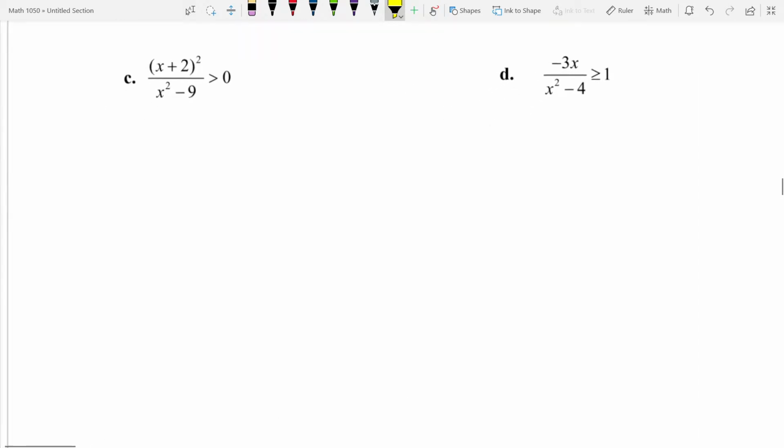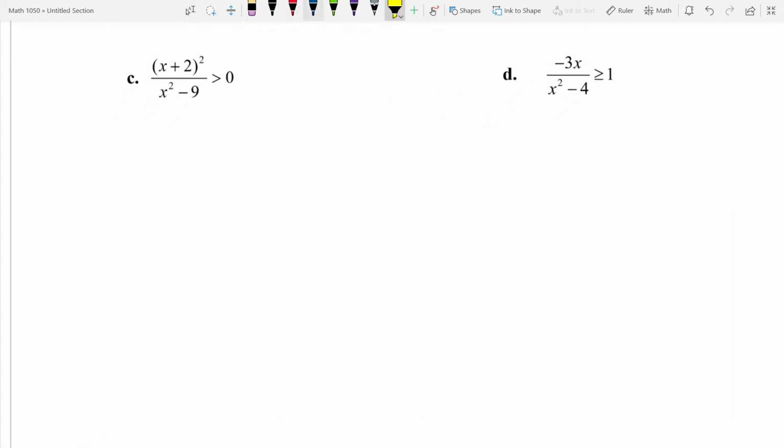Here we go with question C. I know this is a critical numbers type 2 because I have a fraction with an x on the bottom and an inequality. Step 1, 0, done. Step 2, common denominator, don't need it. Step 3, factor. So it's x plus 2 squared.